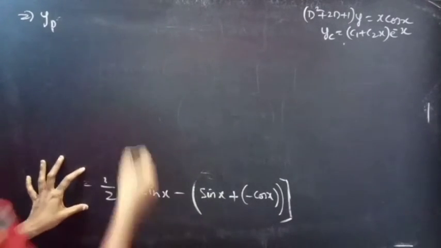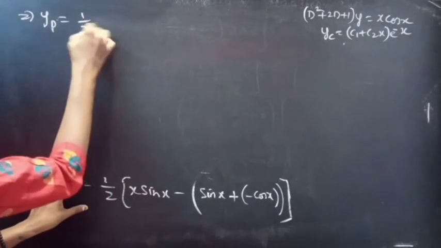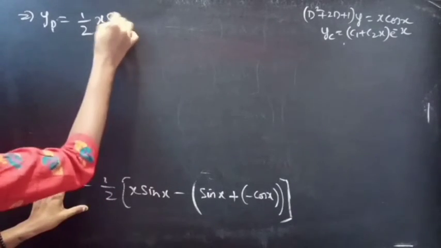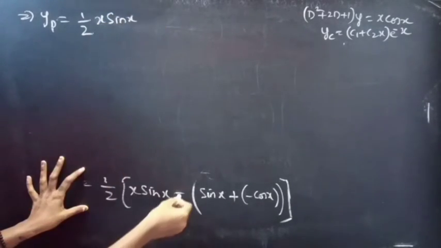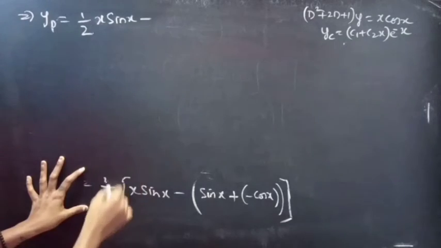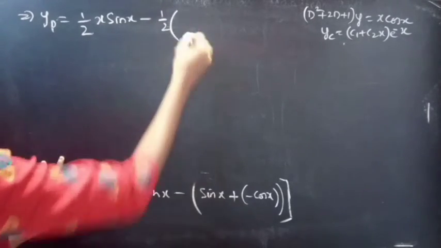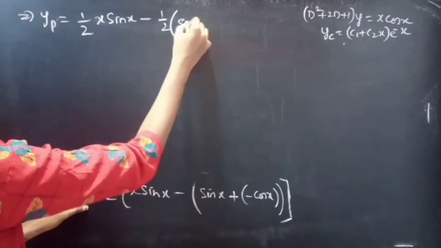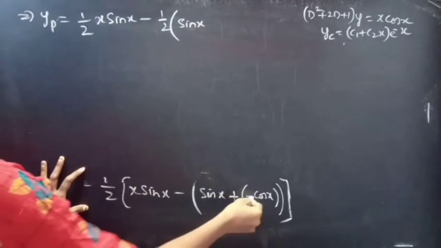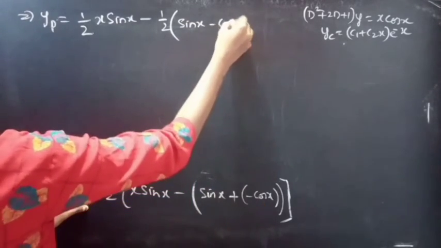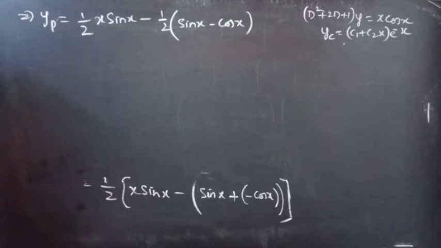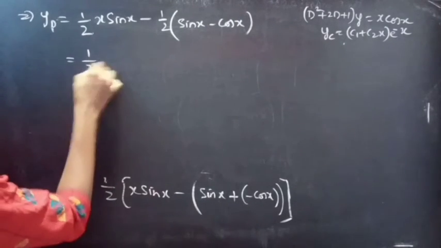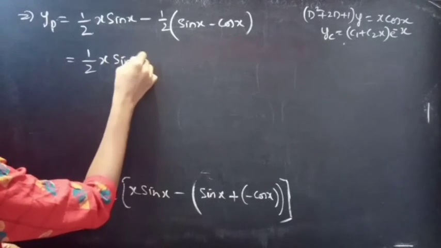So this becomes 1 by 2 into x sin x minus 1 by 2 into sin x plus into minus cos x, or 1 by 2 x sin x.